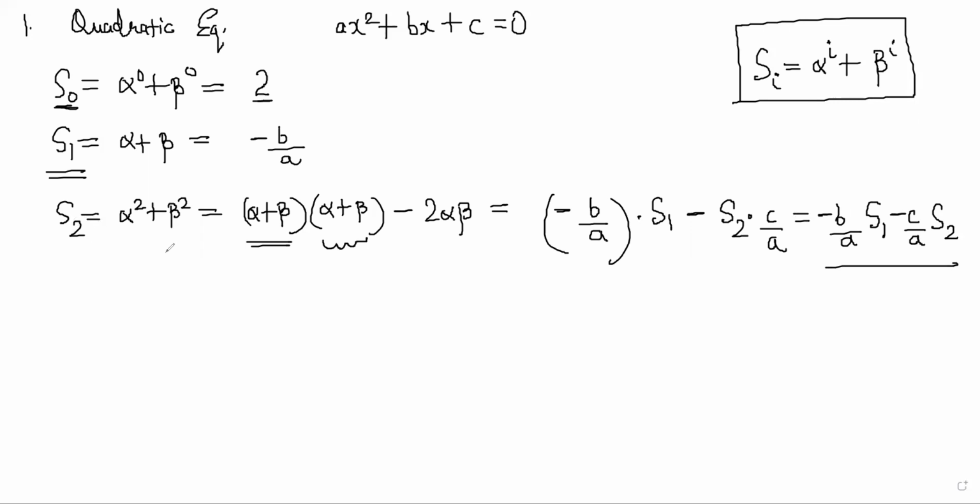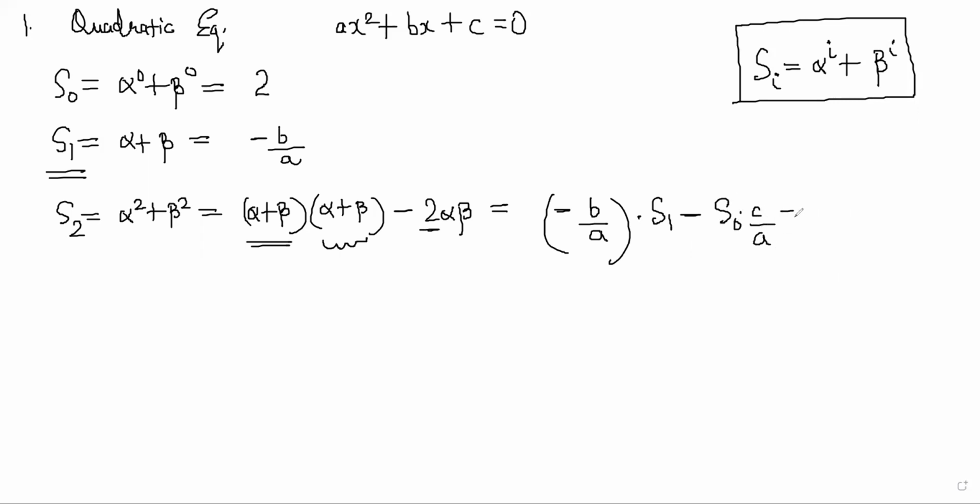I made a mistake here. So if you think about this, 2 is actually S0, right? S0, and alpha beta is c by a. So we get this relation: minus b by a S1 minus c by a S0, right? Let's see if the pattern persists when you go to higher powers.